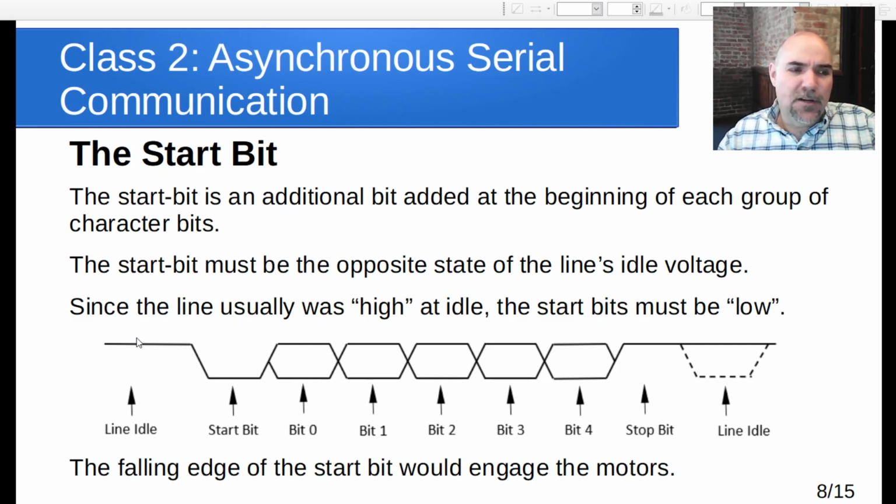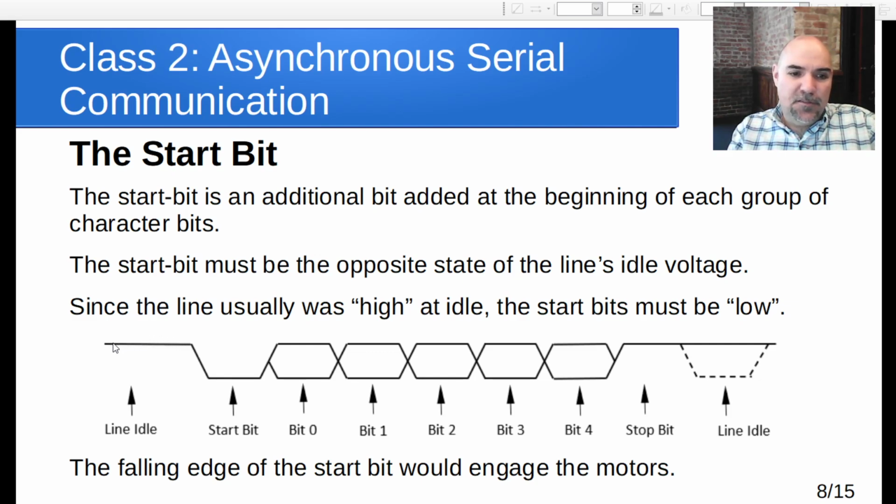And as we'll see later on, the line being forced low and being held low is actually called a break condition, specifically for that reason. A break condition is where the line just stays low constantly. The line is broken. Okay, so the line generally idles high, like this.